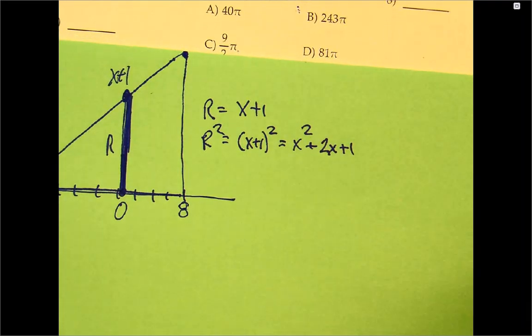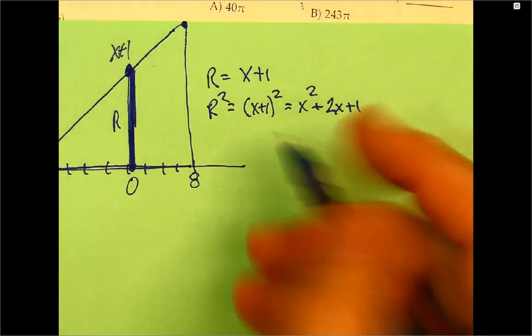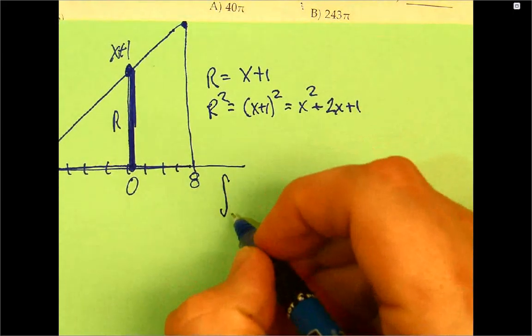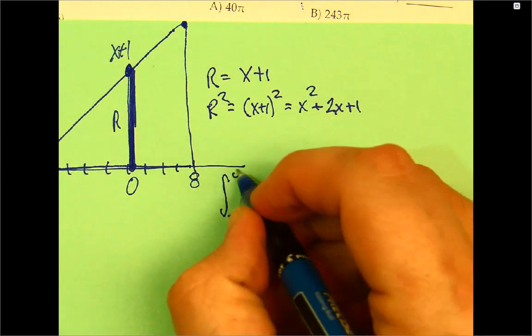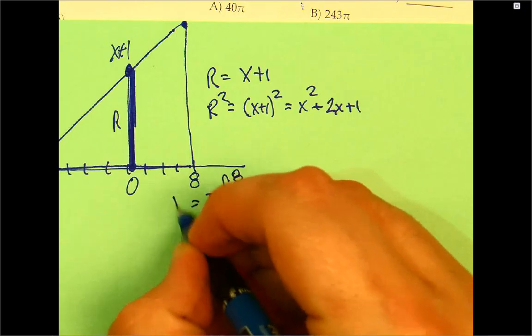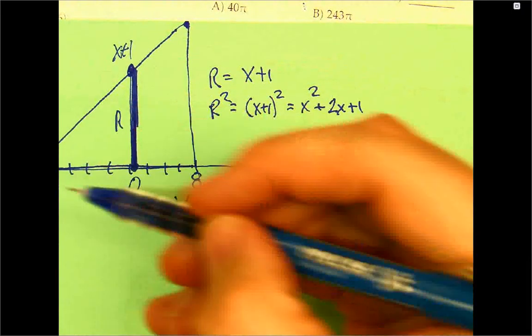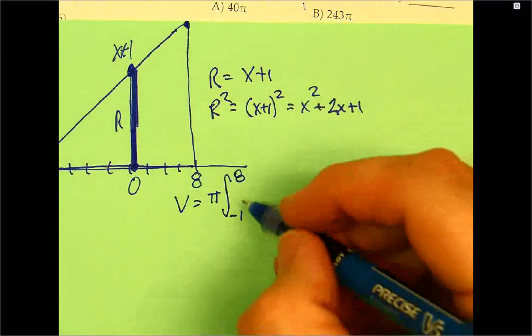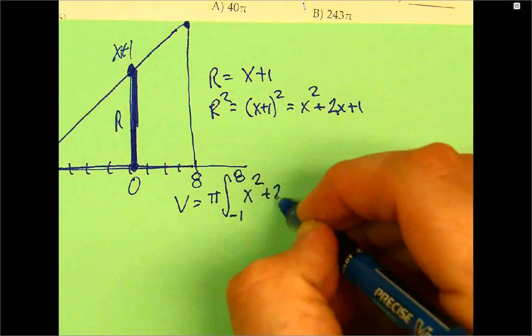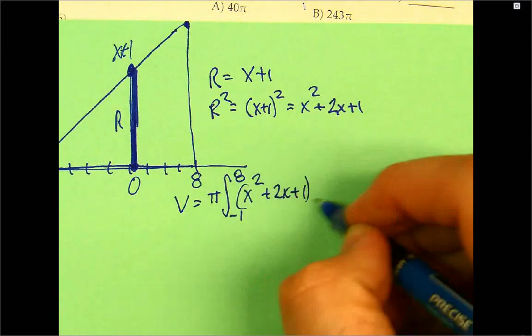So can I integrate now? Alright, so I can integrate. I'm going to go from negative 1 to 8. Pi's out there because it's a volume, and I'm rotating. Of x squared plus 2x plus 1 dx.